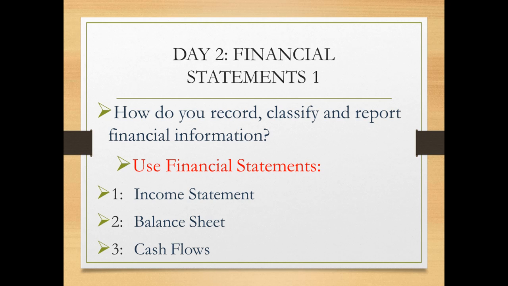How do you record, classify and report financial information? You use financial statements. For the purpose of this discussion, we mention only 3 types of financial statements. 1. Income statement. 2. Balance sheet. 3. Cash flows. There is a 4th type of financial statements, which is the statement of stakeholders' equity. This will not be part of this discussion, because not all sources of incomes, especially the employees, need a statement of stakeholders' equity. They do not have one.